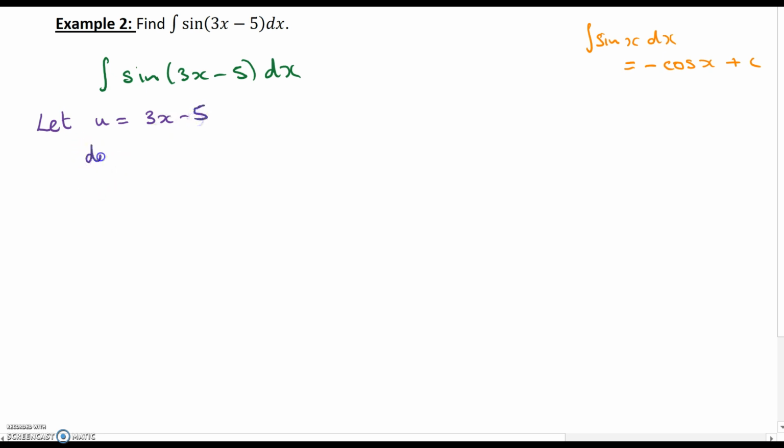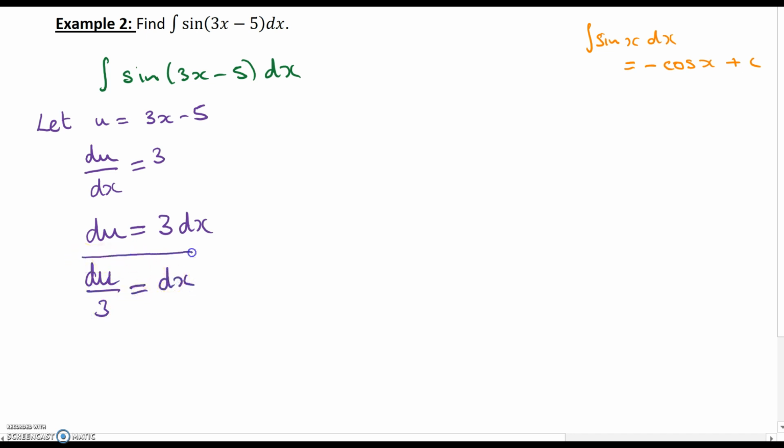I will differentiate that, same as before. du dx is going to be equal to 3. So multiply across by dx, so you're multiplying this by dx. So you're going to get 3 dx. And in the end you want dx on its own, so you have to divide by 3. So du divided by 3 is equal to dx.